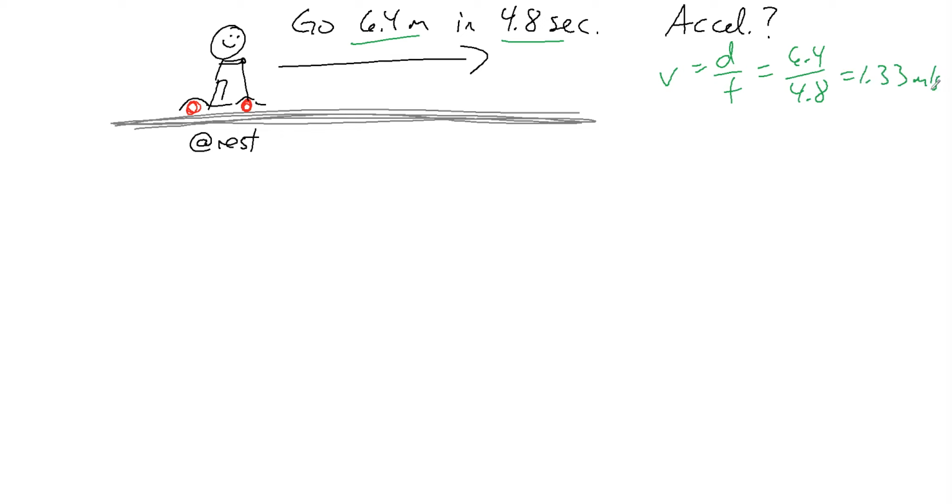1.33 meters per second. Now, which v is this? This isn't my first v, because that's 0, he's at rest. It's also not my final v. This is my average, because dtv will always give you constant or average.